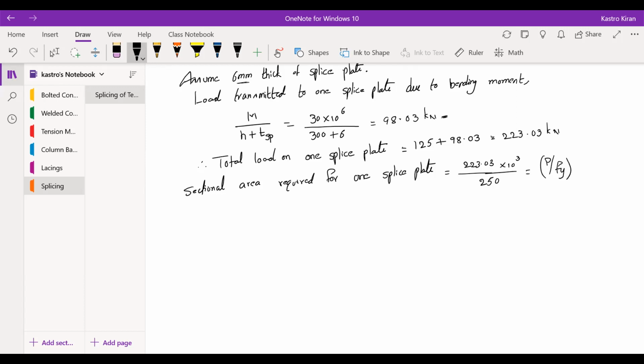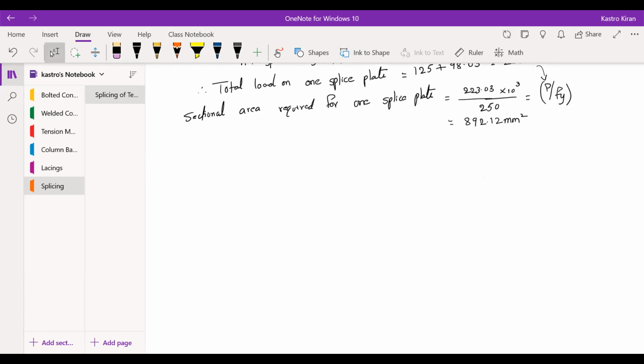P value is the total load on each splice plate, and Fy value is 250 megapascals. And this will be 892.12 mm square. So this is the area of each splice plate. And by using this area, let's find out the width and thickness of the splice plate.